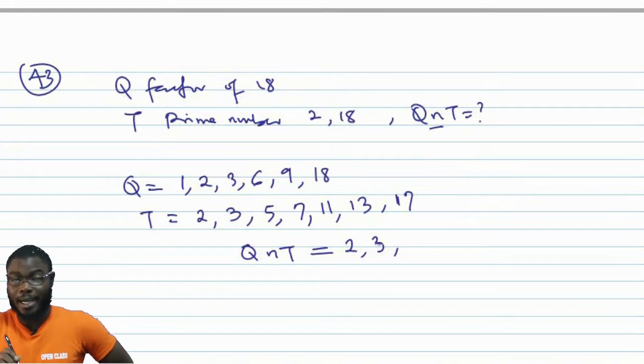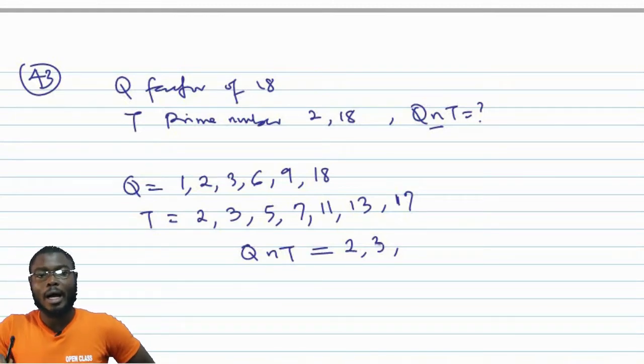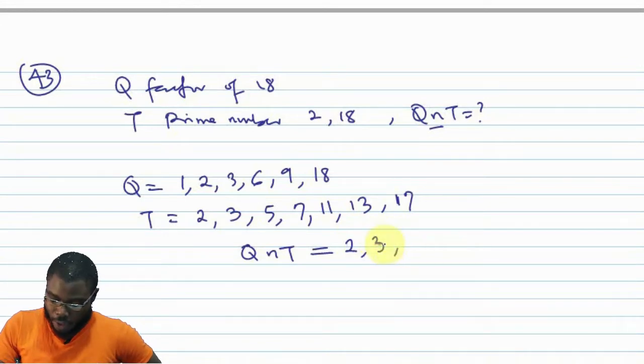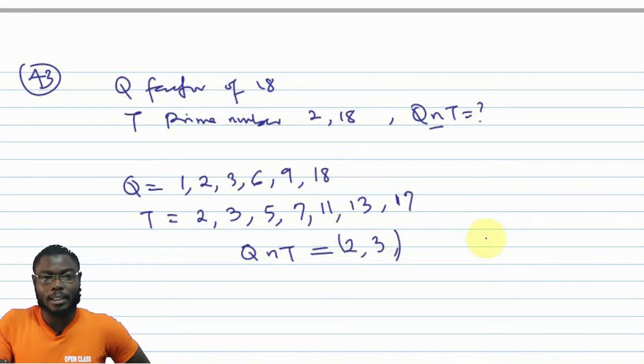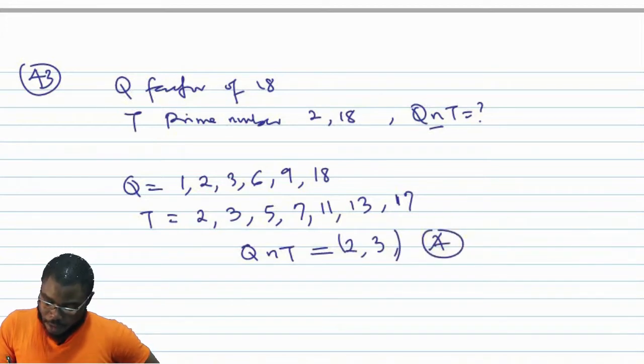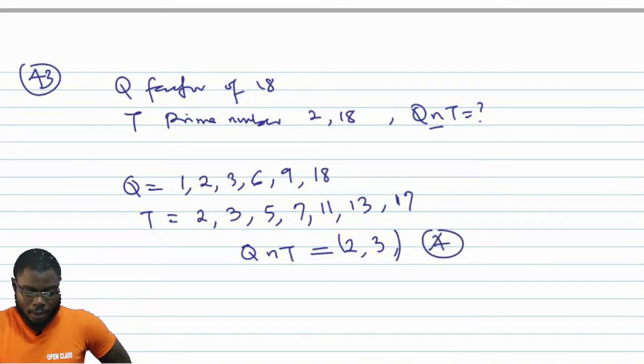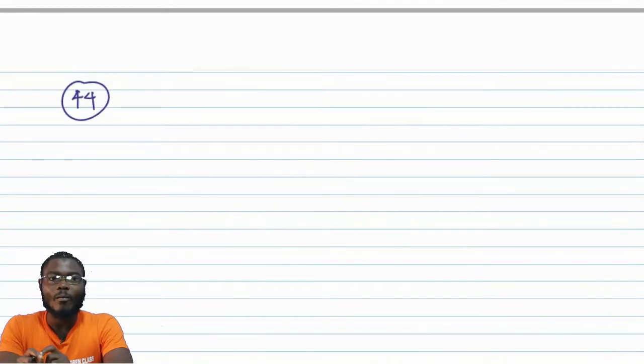So only 2 numbers appear in Q and also in T. So Q intersection T is just 2 and 3. Okay, so your answer is A, which is 2, 3. All right. Next question.